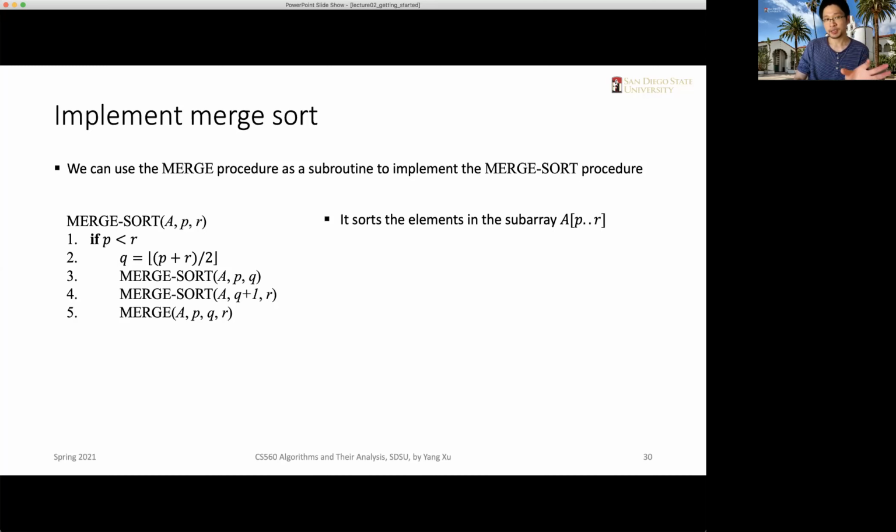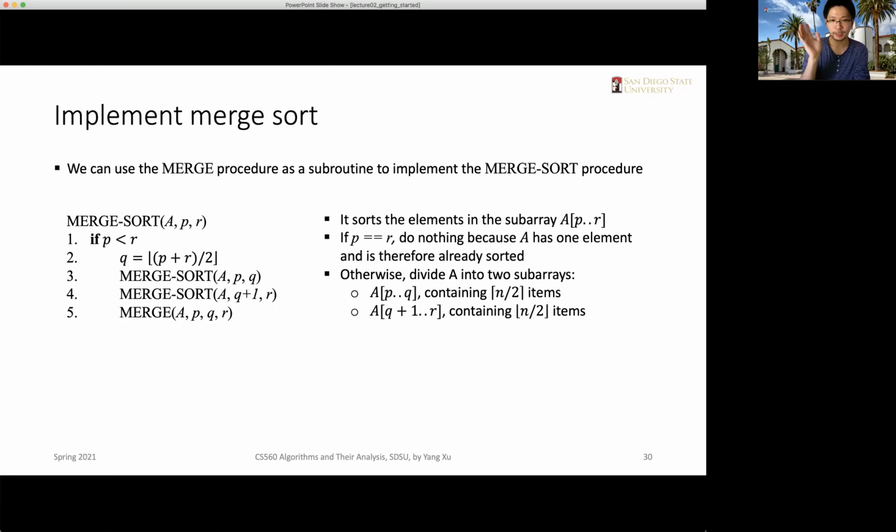So what this algorithm does is check whether P is smaller than R, okay? If they have equal values, then there's only one element in the sequence, so we don't need to do anything at all, because there's no need to sort a one-element sequence, okay? Otherwise, that means there's room for division, and we can divide A into two sub-arrays. Here the floor notation is used, because it's not always an even number of elements in the sequence.